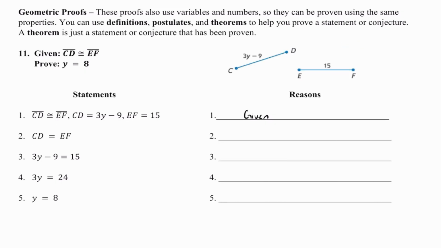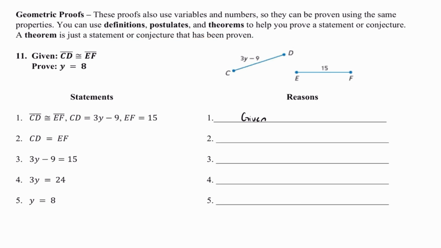Alright, so let's turn the page over. Geometric proofs. These proofs also use variables and numbers so they can be proven using the same properties. You can use definitions, postulates, and theorems to help you prove a statement or conjecture. A theorem is just a statement or conjecture that has been proven. Here's your statement. This is the given, which is the hypothesis. And this is the conclusion, which is what we're trying to prove here.